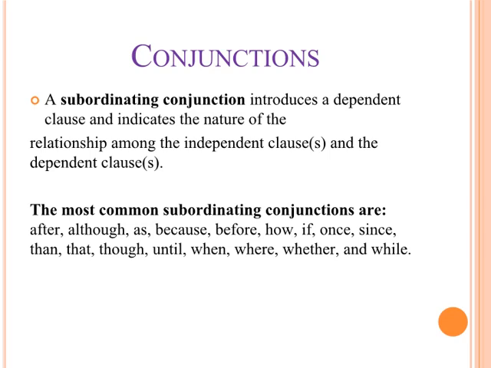Coordinating conjunctions. Coordinating conjunctions allow you to join words, phrases, and clauses of equal grammatical rank in a sentence. The most common coordinating conjunctions are for, and, nor, but, or, yet, and so. You can remember them by using the mnemonic device FANBOYS.